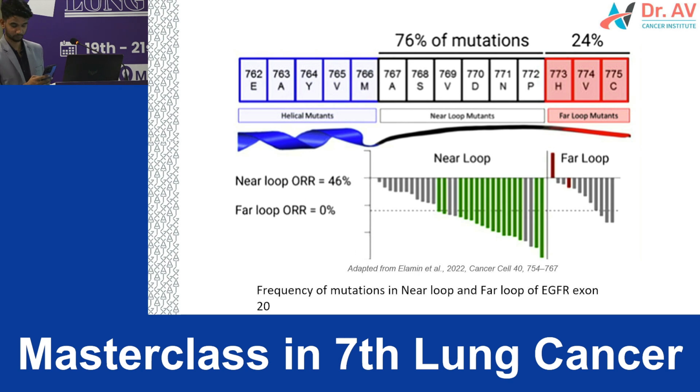Again, as discussed, the near loop alterations are the commonest alterations. The earlier drug like poziotinib was more sensitive to near loop alterations as compared to far loop alterations, but the newer drug like amivantamab has a good response in both near loop and far loop. The mutants are practically very few, but if they are present, they may respond to the first generation, second generation, or third generation TKI for that matter. Next slide, please.